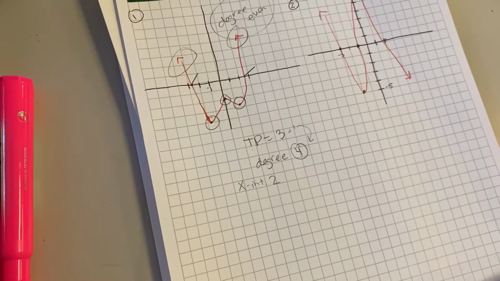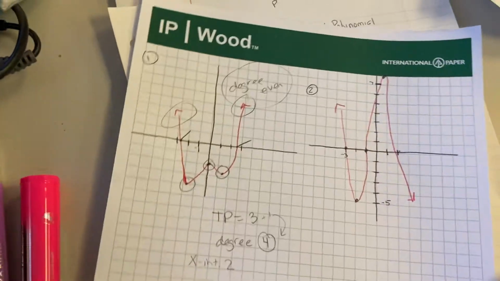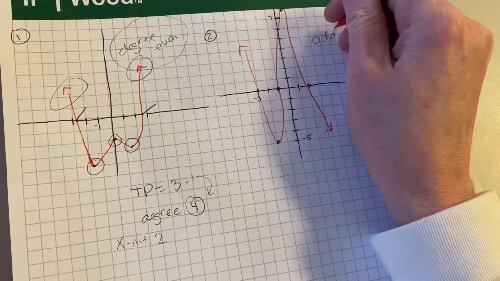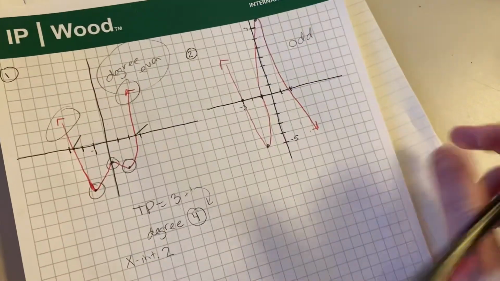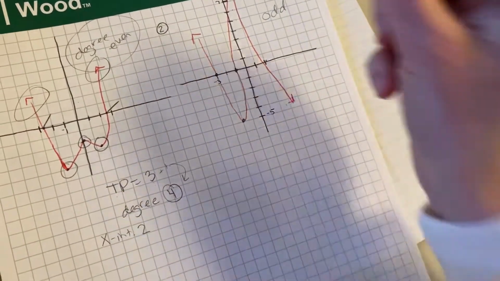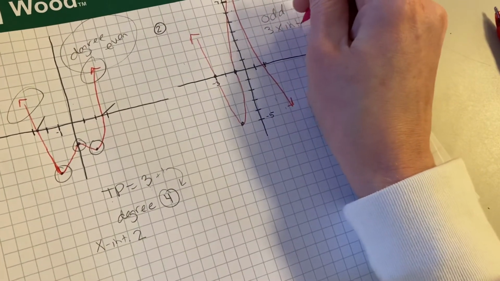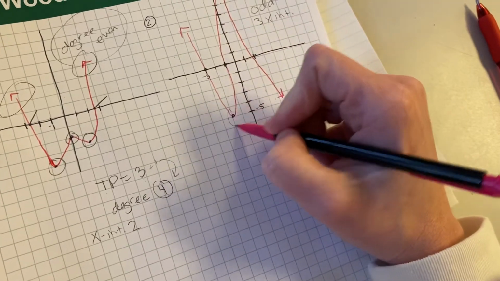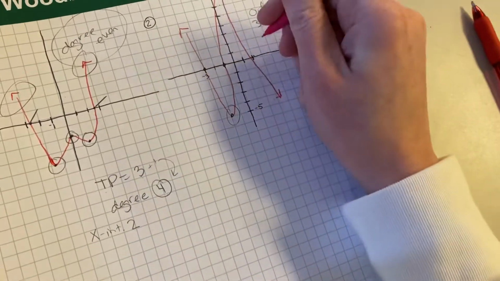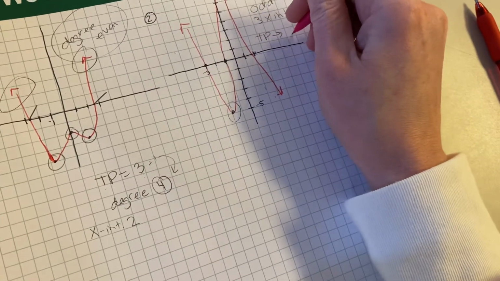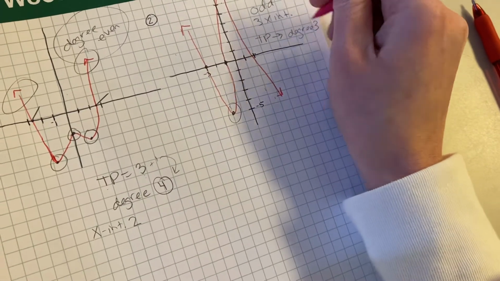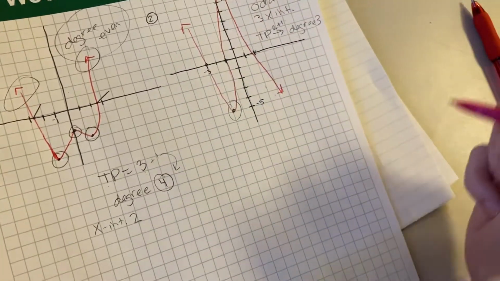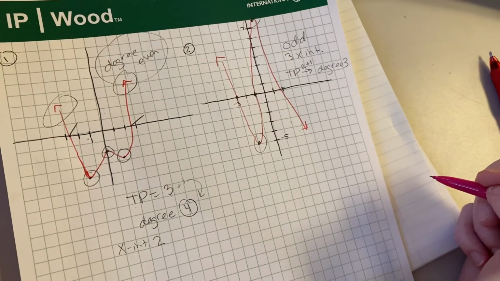Okay, so let's look at the next one. First, the end behaviors are going in different directions, so we know that we have an odd degree. We have 1, 2, 3 x-intercepts. That means we have to have at least a degree 3. And we have 1, 2 turning points. So all of this data suggests that our degree is 3, because we have 2 turning points, and turning points plus 1 is 3. We have 3 intercepts. So we have an odd degree, and it's at least 3.